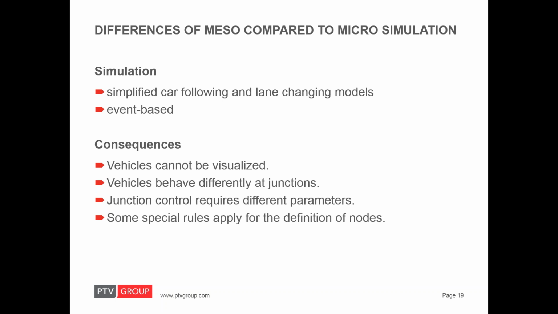But as a consequence of this, individual vehicles cannot be visualized during mesoscopic simulation, and also vehicles behave differently at junctions. Remember that acceleration and deceleration are neglected. Junction control requires different parameters, and there are also some special rules for the definition of nodes for certain intersections.